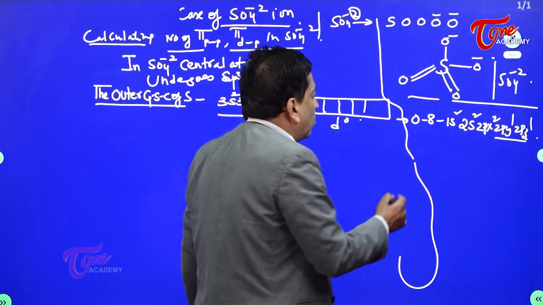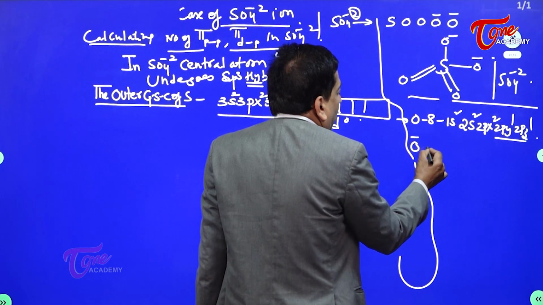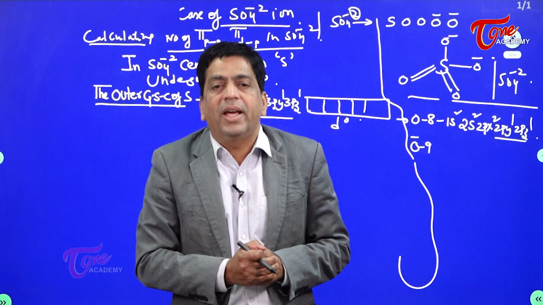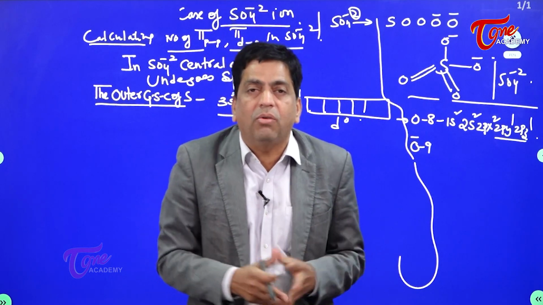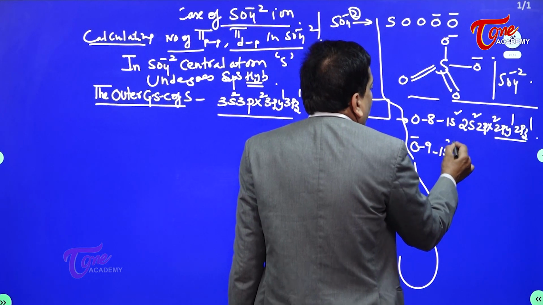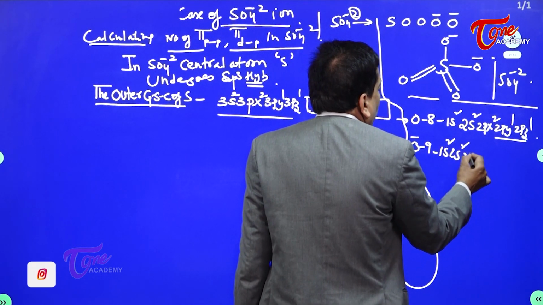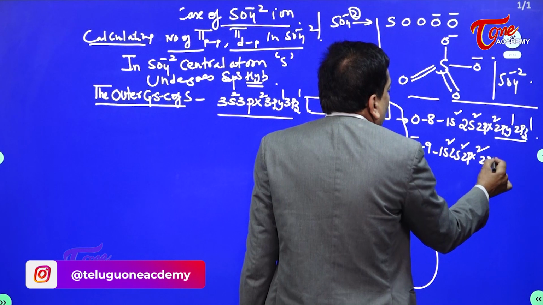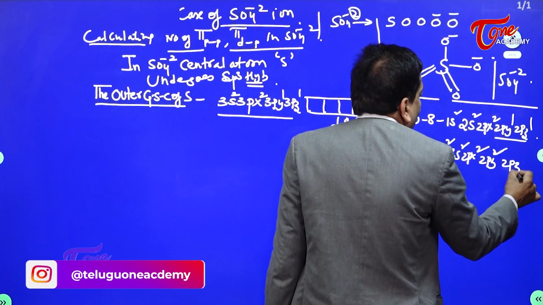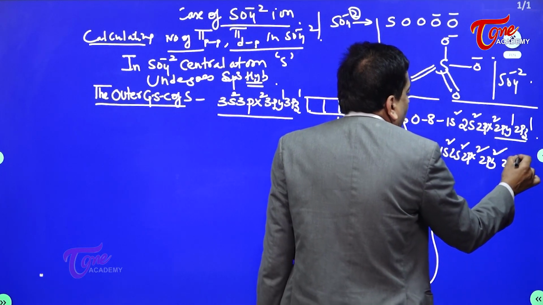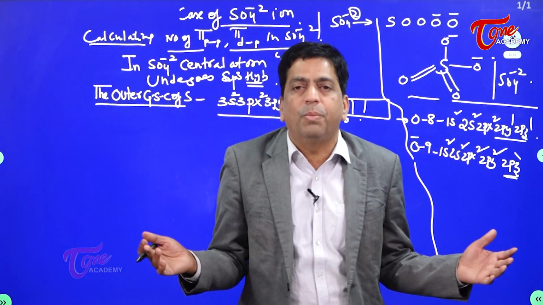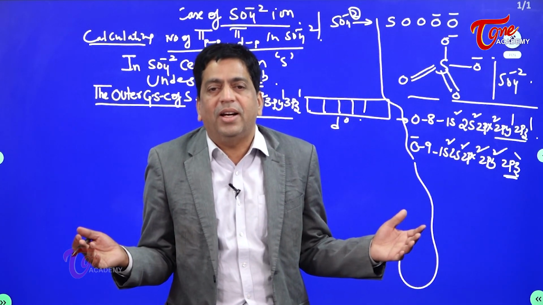And what about O-? O- will now be 9 because you gained 1 electron. Now if you write the configuration, it looks like this: 1s2, 2s2, 2px2, 2py2 and 2pz1. And you have only 1 electron here. Only 1 electron in the 2pz.